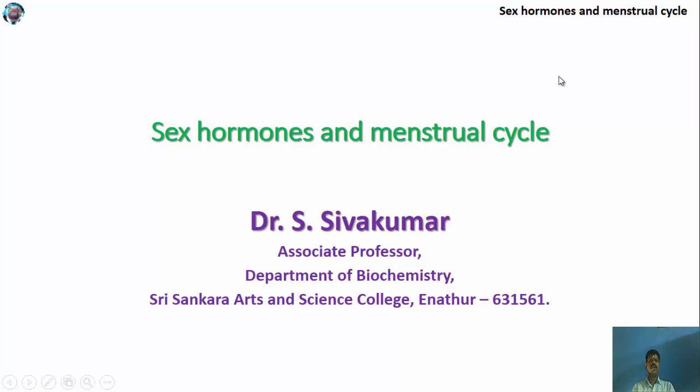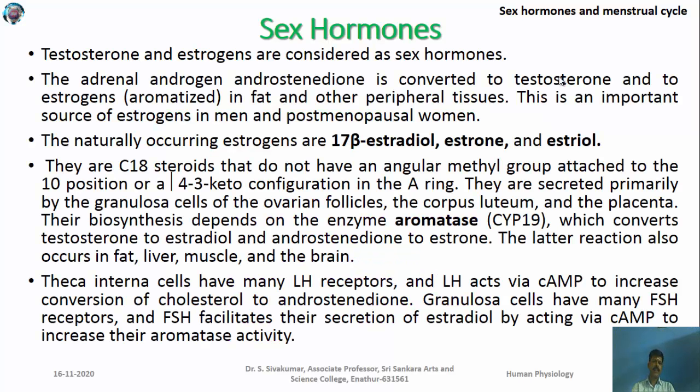Welcome to the fifth unit of the fifth section of the human physiology paper. In this section, we are going to see about sex hormones and the menstrual cycle. When we talk about sex hormones, two important hormones come to our mind: estrogens and androgens.